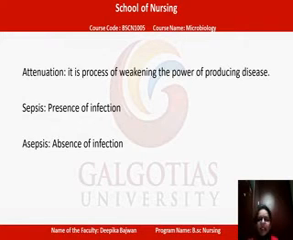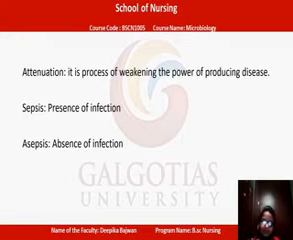Next we have some more basic terms, sepsis and asepsis. When a person has an infection, the presence of infection in the body is known as sepsis. When there is an absence of infection, that is known as asepsis. So sepsis means presence of infection and asepsis means absence of infection.